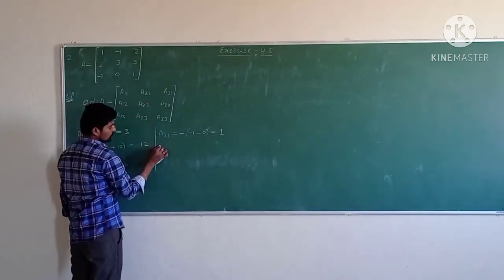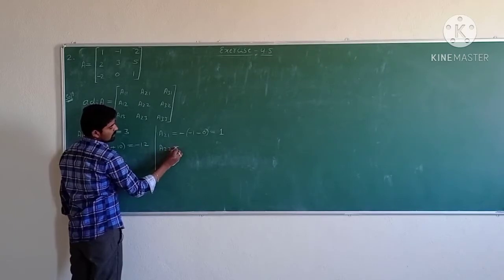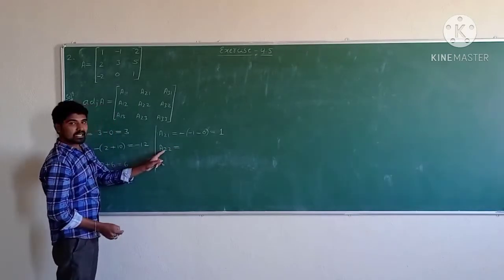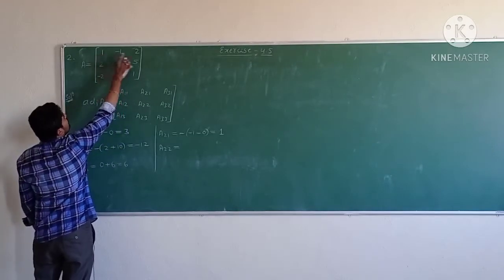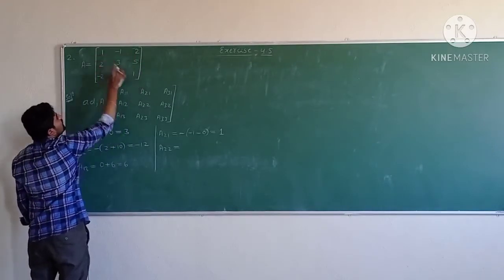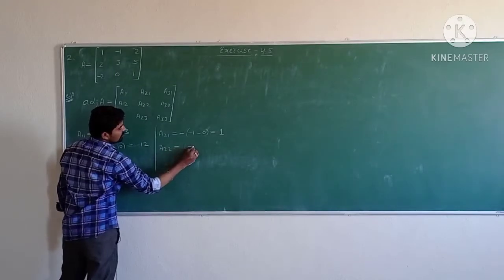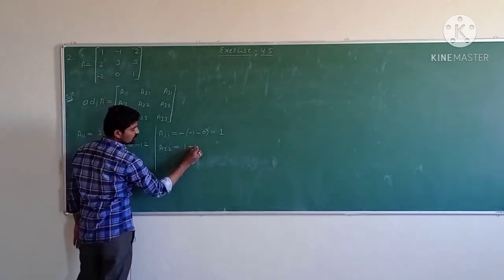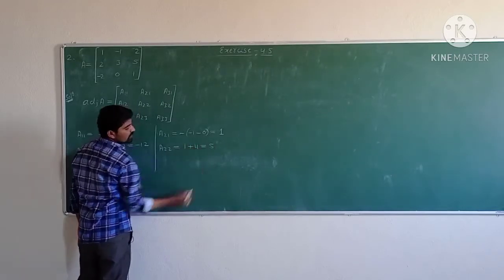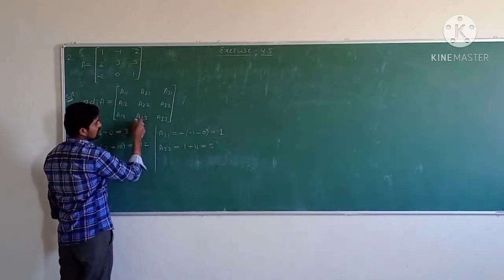And next A22 is obtained by deleting the second row, second column. Remaining elements 1, 2, minus 2, 1. 1 into 1 is 1, minus minus 2 into 2 is minus minus 4, that is plus 4, which is equal to 5. And next A23.